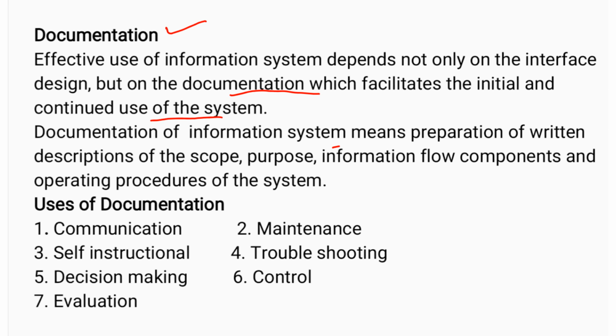Documentation of an information system means preparation of written descriptions of the scope, purpose, information flow, components and operating procedures of the system. What purpose it serves, what all it covers, how information will flow, what the operating procedures of the system are, everything will be written, typed, and a document will be maintained.